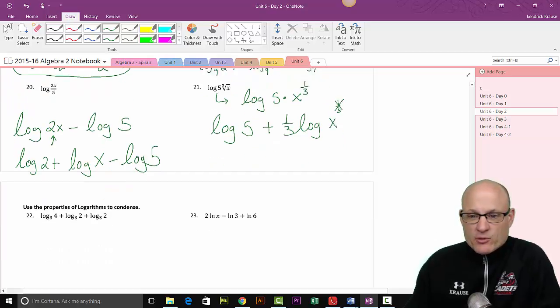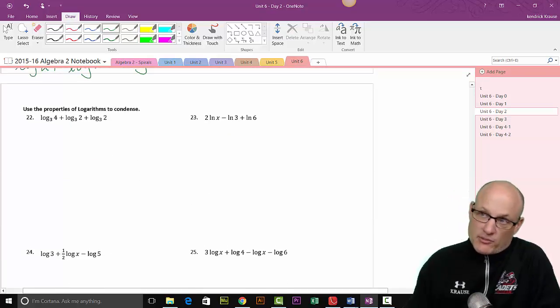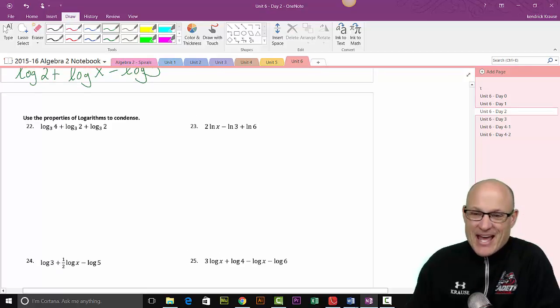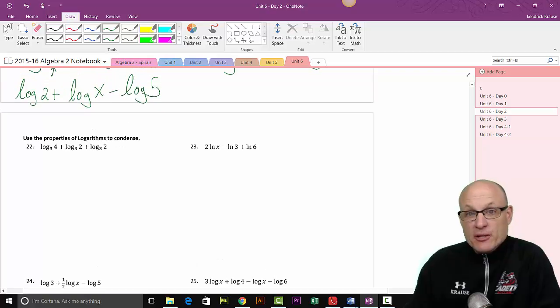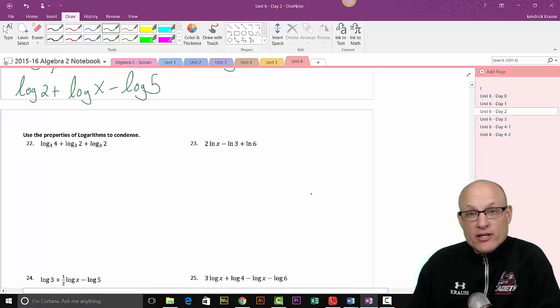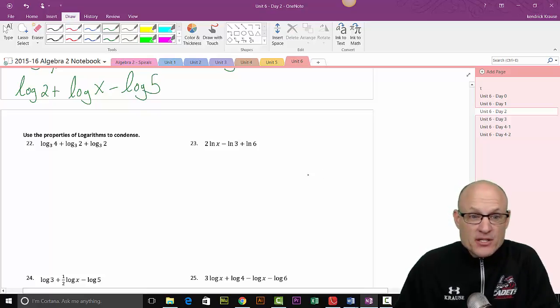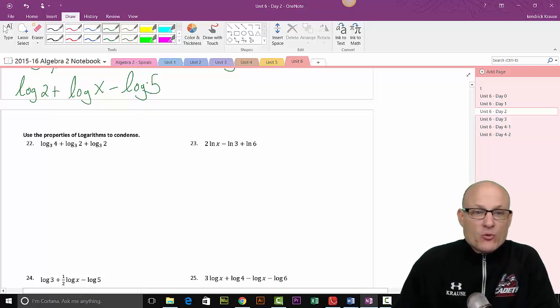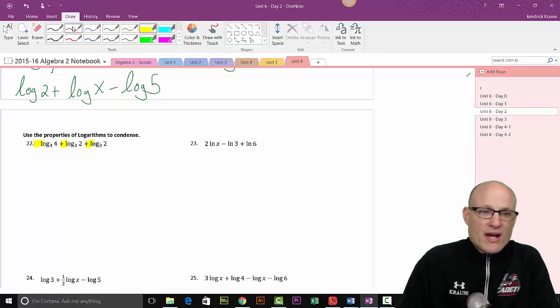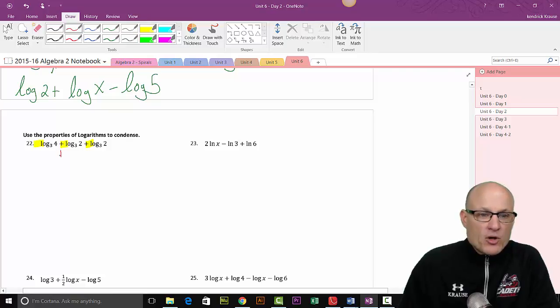Now we're going to condense. We're going to work backwards. So if we have addition, it goes back to multiplication. If we have subtraction, it goes back to division. And any number that's being multiplied goes back to being an exponent. And I will tell you this, start with the multiplying first if you have it. So what I want to do is look in front of each of the words log and see if there's a number. Is there a number in front of this log? Nope. This one? Nope. This one? Nope. Nothing. Okay, so there's no exponents. So I have addition and addition.